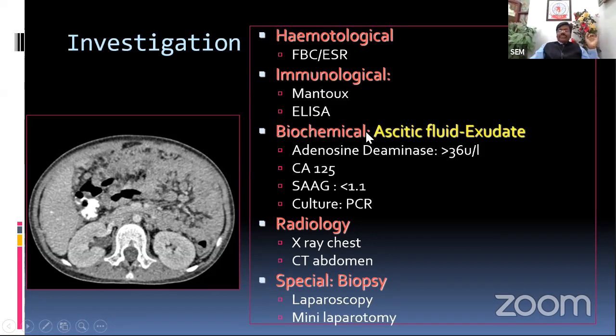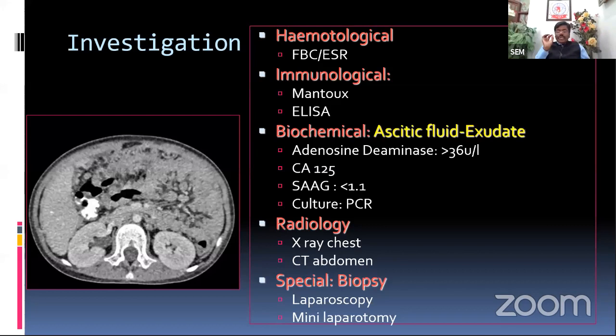Very important thing is, if the patient has ascites, you send the ascitic fluid for the following examination. What is the most important thing? You send it for adenosine deaminase, ADA. The adenosine deaminase is a very important investigation we do to prove whether it is tuberculosis. If the value is more than 36 units per liter, it is diagnostic of tuberculous ascites.